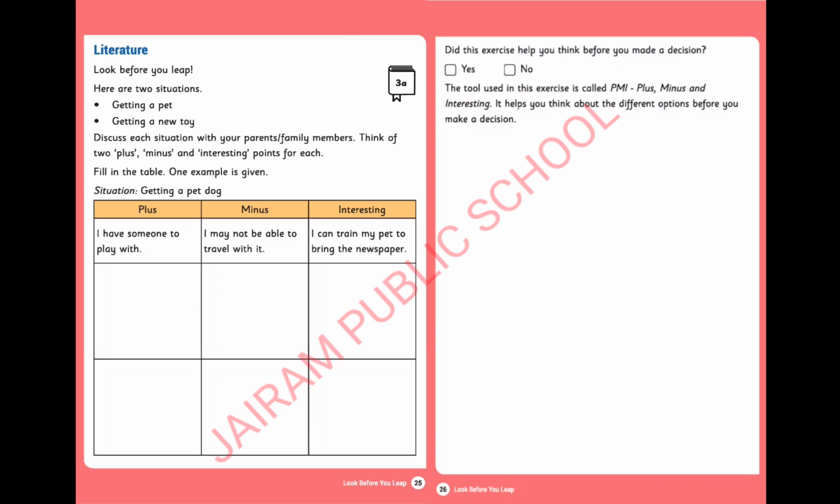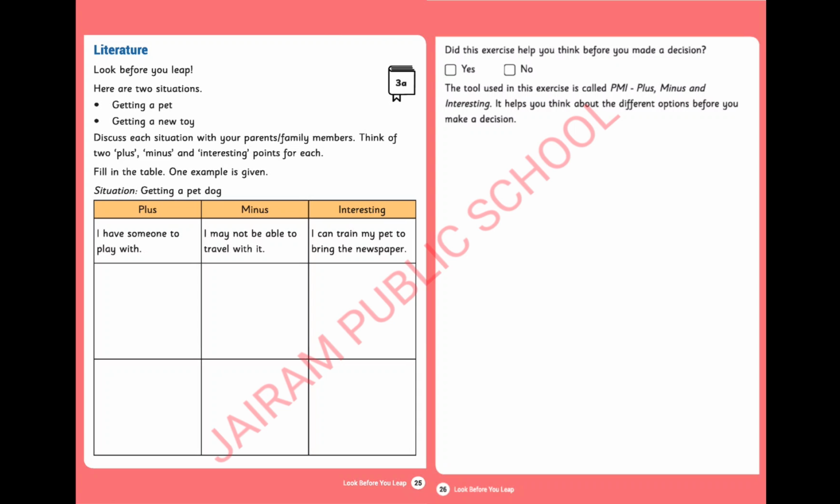Second example is minus. What is the minus in that? Yes, you may not be able to travel with it. If you have a pet means you will be unable to travel with the pet animal. Am I right? Yes. What is the interesting thing about that? You can train your pet to bring the newspaper. Yes children, I hope you all understood about the example given for first situation.